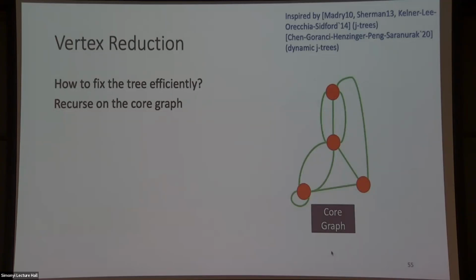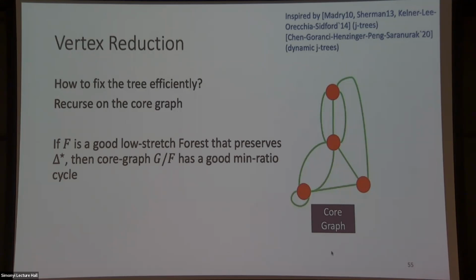It'll start going, but I've made n to the 0.9 changes, then it's a very large graph that I have to deal with. Okay, so here's the key idea: if our original forest was good, it preserved the low stretch, it preserved the hidden cycle, then in fact, after contraction also, you have a good mean ratio cycle. If your original tree was good, even after contracting, you have a good mean ratio cycle in the smaller tree. We need this, so we will end up finding a cycle in the smaller tree.